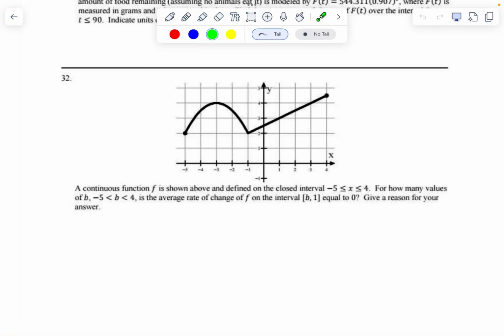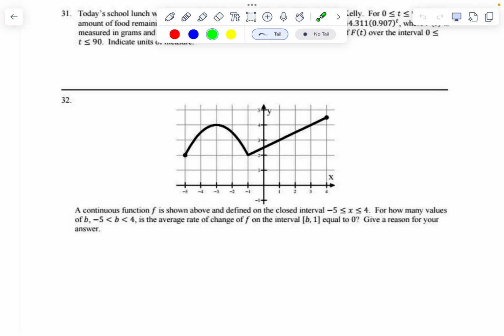So a continuous function f is shown above and defined on the closed interval -5 to 4. For how many values of b between -5 and 4 is the average rate of change of f on the interval b to 1 equal to 0? Give a reason for your answer.